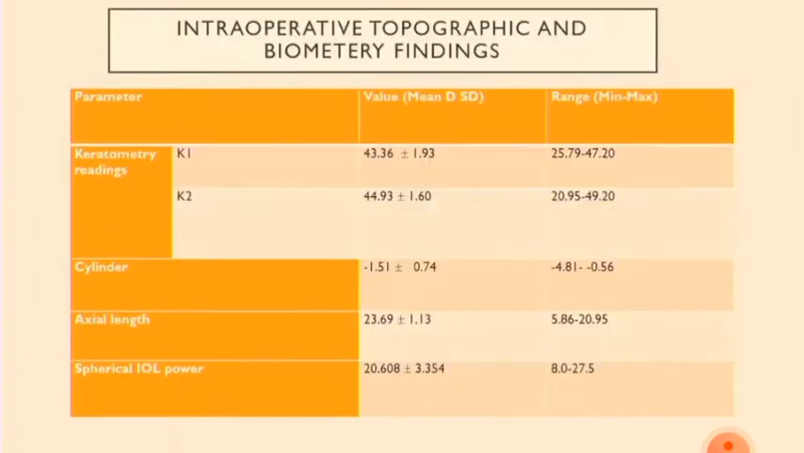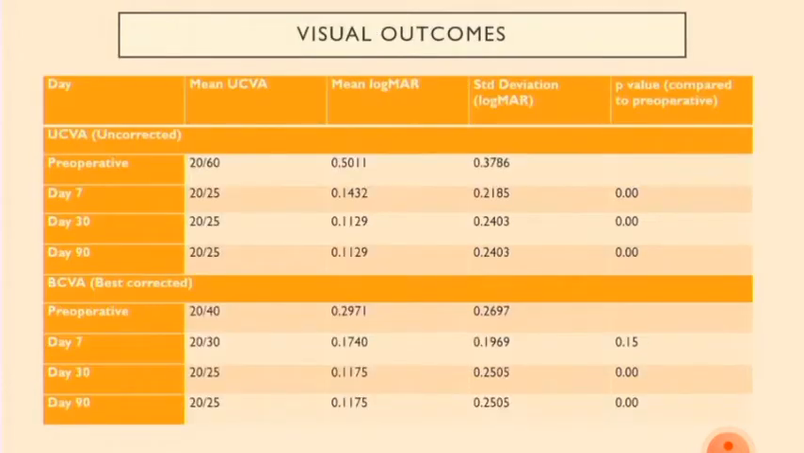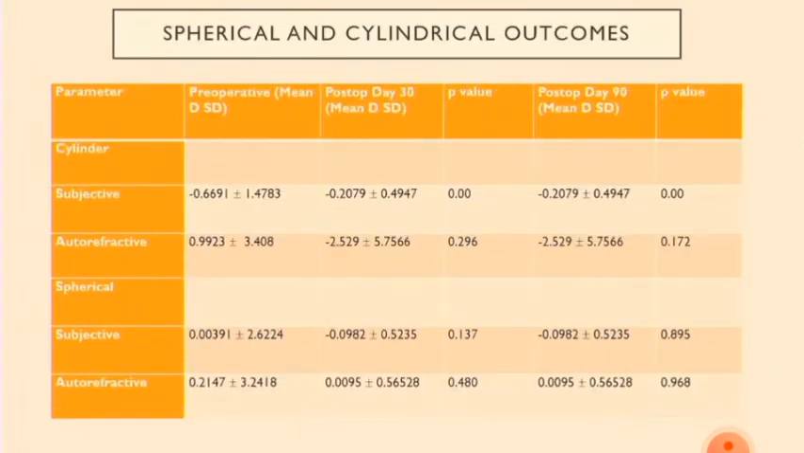Again, lots of stats over here. I won't bore you with that, but just to draw your attention to the fact that the majority of the K readings were K1 around 43, K2 around 44, with axial length of around 23, and the spherical IOL power we used was generally around 20 diopters. In short, excellent outcomes, which matched all our statistically significant values.